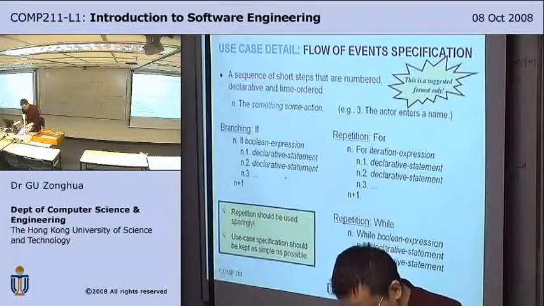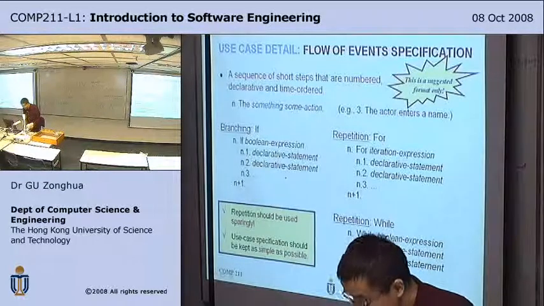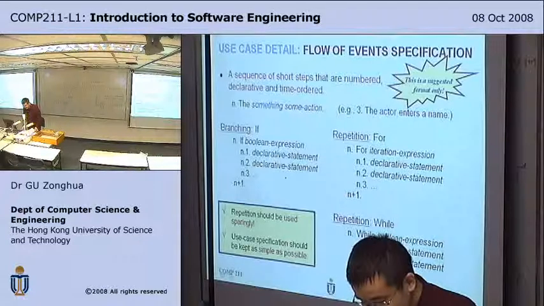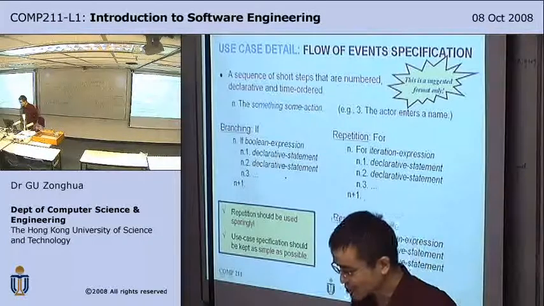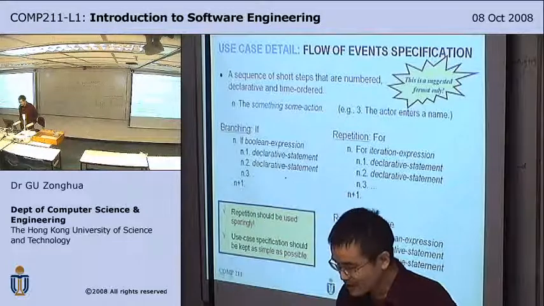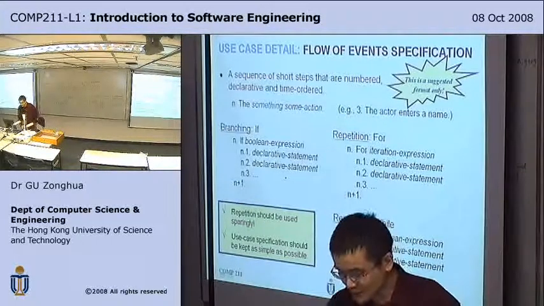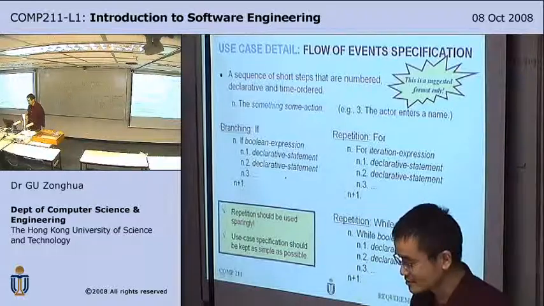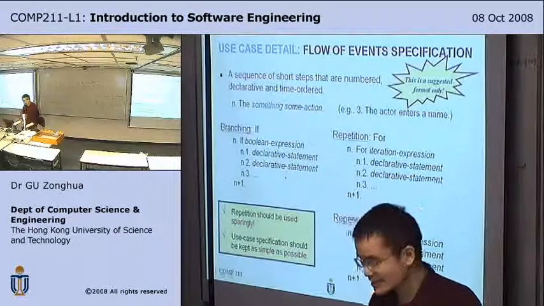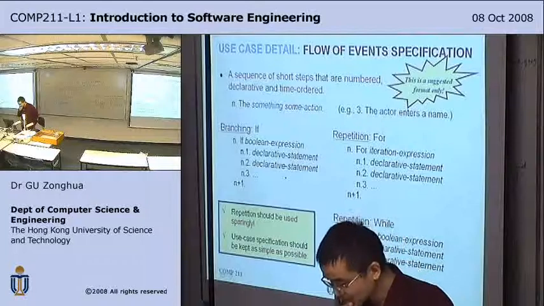The flow of events is essentially a sequence of short steps that are numbered, declarative, and time ordered. That is, you specify 1, 2, 3, 4, and order them in terms of the time sequence. You do something first, something next, and something next.